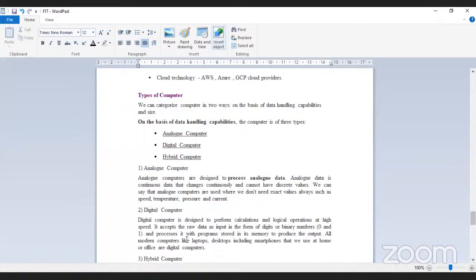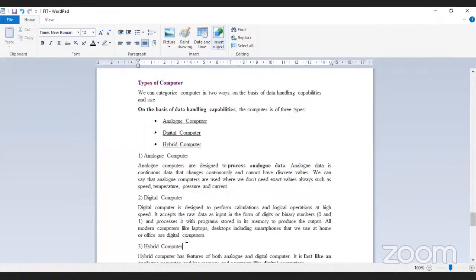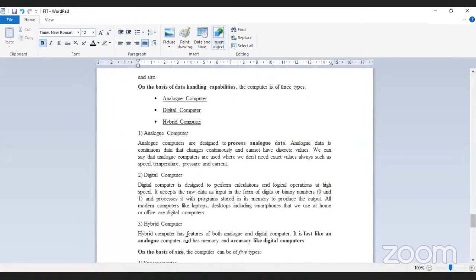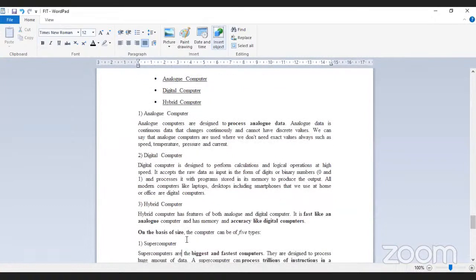Next, digital computer means what? Zeros and ones. Basically, a digital computer works with zeros and ones. Next, hybrid computers. They understand both analog signals as well as digital signals. That will be there in hybrid computers.